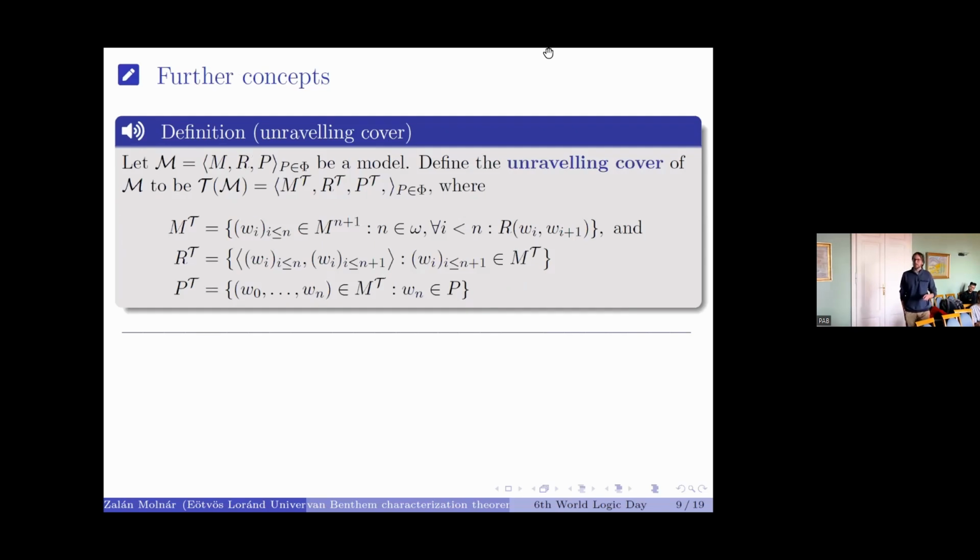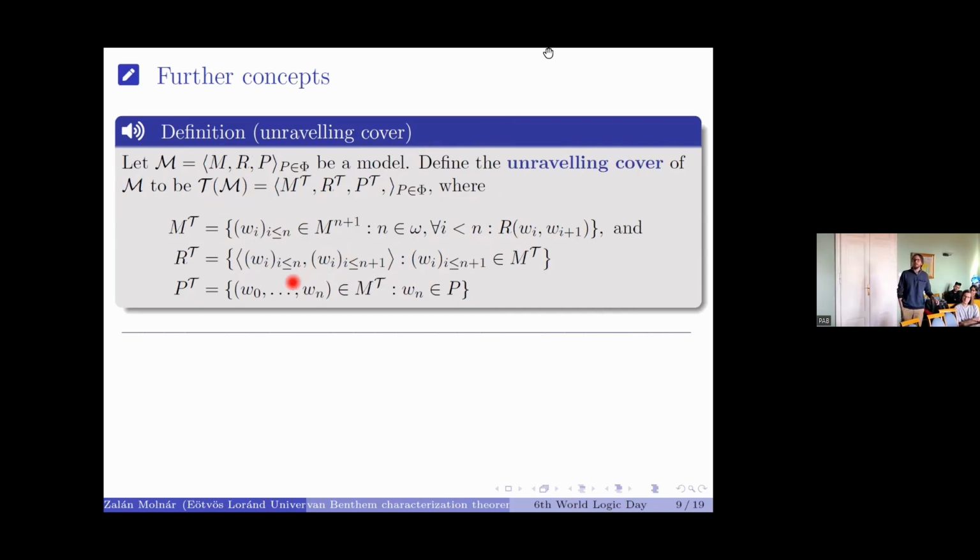So let me introduce some further concepts that we will use during the main proof to prove it for ultrafilter extensions. Given a structure M, the unraveling cover of M will be denoted like this. This is a forest containing the set of all paths consisting of this relation. The universe consists of the set of all finite paths, and two finite paths are related just in case one is the extension of the other.